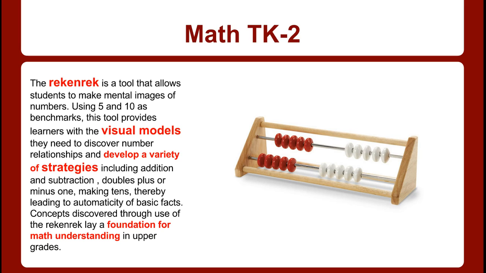The number 7 can be composed in different ways. 7 beads on top, 0 on the bottom. 6 beads on top, 1 bead on the bottom. Or 5 beads on top, 2 beads on the bottom, and so on. With this activity, students are actually building fluency with their math facts. These combinations of numbers are called number bonds.